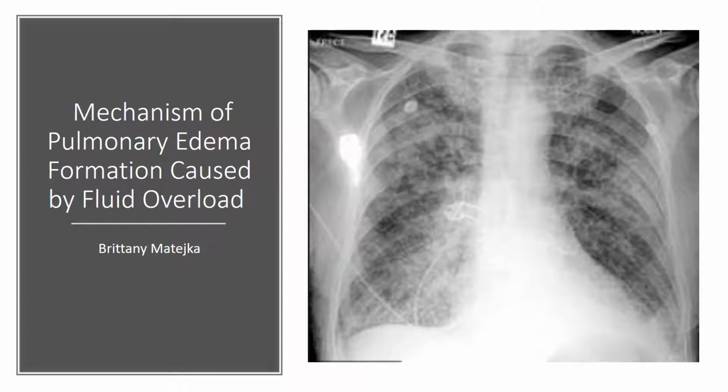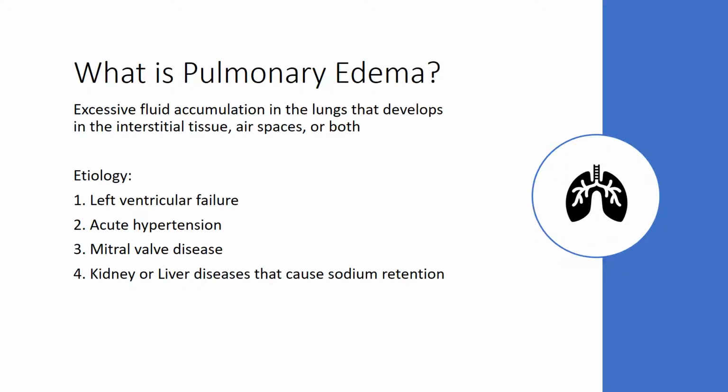Today I'm going to go over the mechanism of pulmonary edema formation caused by fluid overload. So just a recap of what pulmonary edema is: it's when you have excessive fluid that builds up in your lungs, and it can be in any part of your lungs, including the interstitial tissue, the air spaces, or the alveoli, or both.